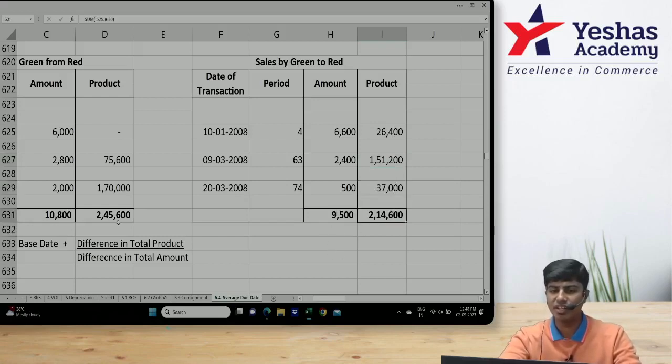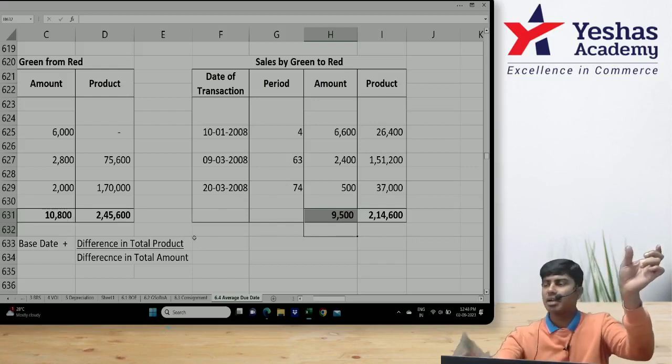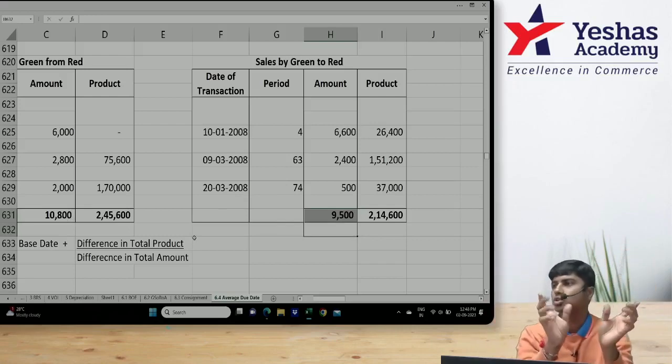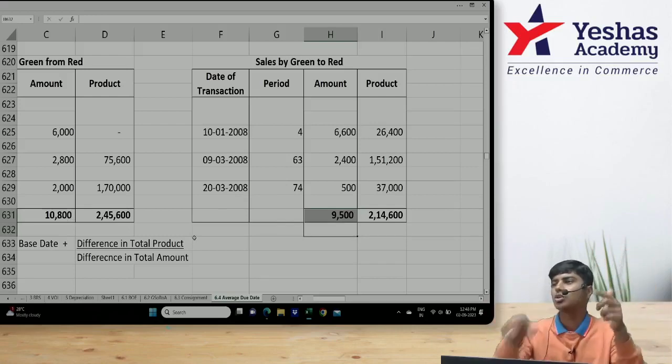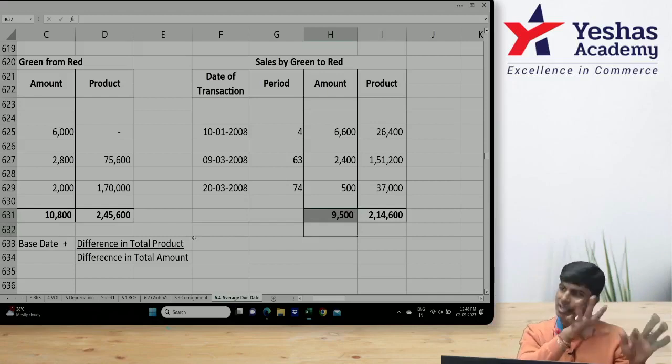Now shall we take the difference? Listen to me. When you do 245,600 minus 214,600, you should do 10,800 minus 9,500. Let us say this was 12,000. Don't do 12,000 minus 10,800. If you do 12,000 minus 10,800, then you should do 214,600 minus 245,600. Are you getting the logic? If you take difference A minus difference B, you should take total A minus total B. You cannot do total B minus total A with difference A minus difference B. If it is minus minus, it will get cancelled out in division.